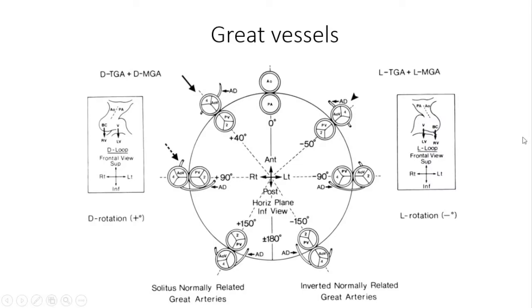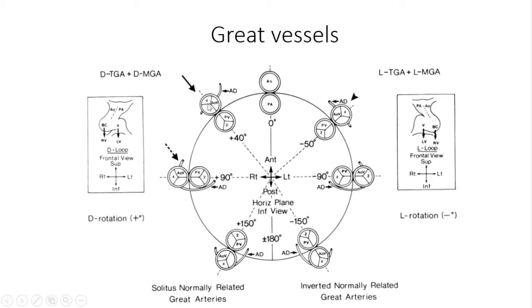After that, the third step is to determine position of the great arteries. I find this clock diagram from Radiographics makes it easy to understand. The position of great arteries is determined at the level of the valves. Normally related great arteries has aorta to the right and posterior. Inversus has aorta to the left and posterior.